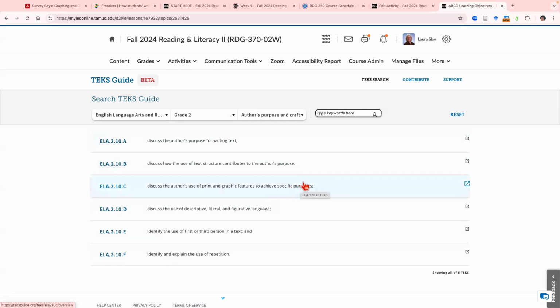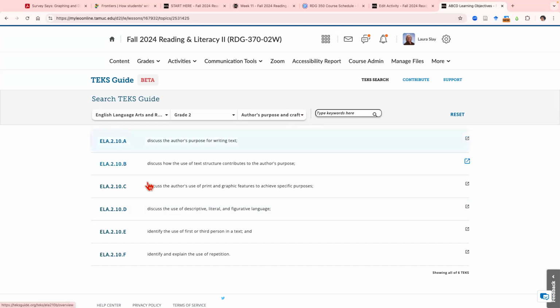In author's craft, teaching may be of a very specific element of developing text structure, using graphic features, print features, figurative language, description, etc. So here's one that you're going to see in a minute. It discusses the use of descriptive, literal, and figurative language. You don't have to do all of them in a particular standard. You can just pick one of them because, remember, TEKs take time to teach. It's not a one-off. You don't just teach it and you're done. You never come back to it.